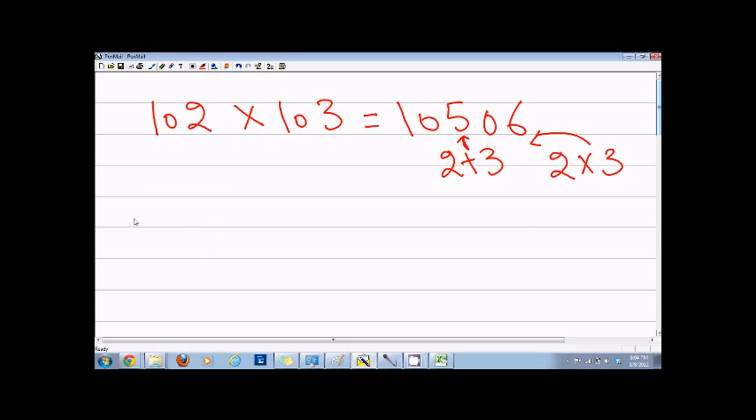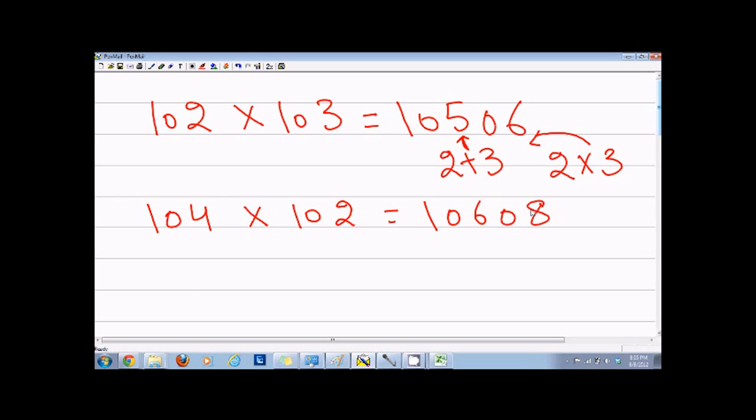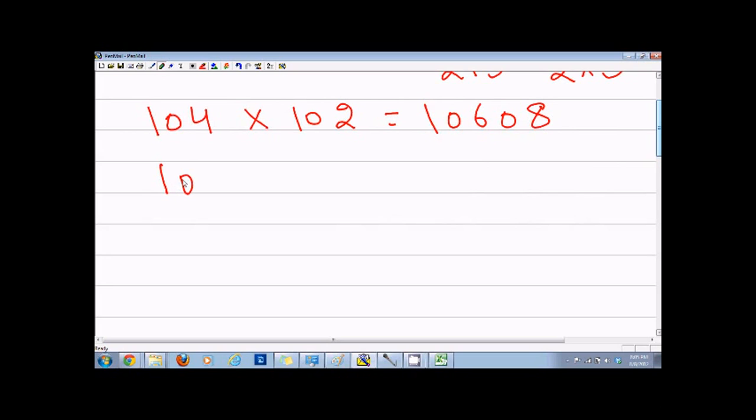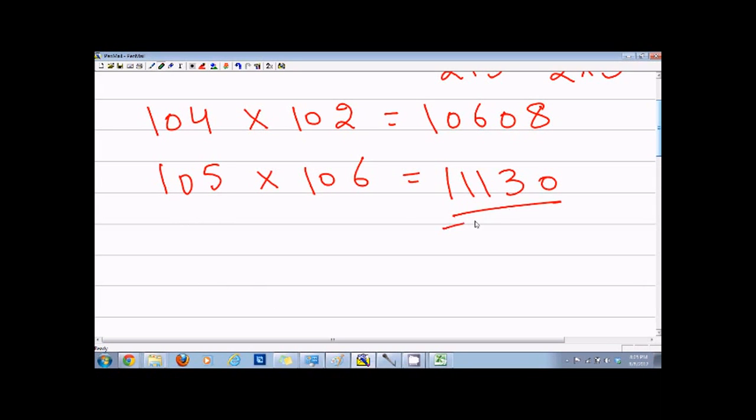Again, if we take 104 and 102, then the answer will be 1, 4 plus 2 is 6 and 4 into 2 is 8, so the answer is 10608. Again, if I have 105 and I want to multiply by 106, then the answer will be 1, 5 plus 6 is 11 and 5 into 6 is 30, so 11130. So this is a quick way you can multiply numbers which are close to 100.